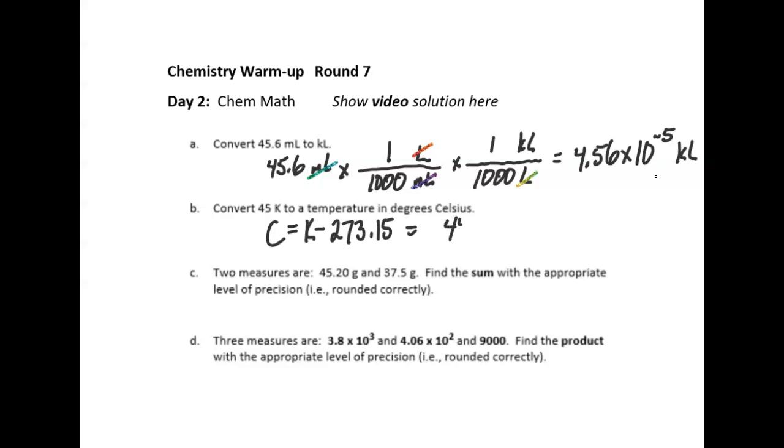Substitute 45 in place of the capital K. And then type this subtraction into a calculator. The answer is negative 228.15.